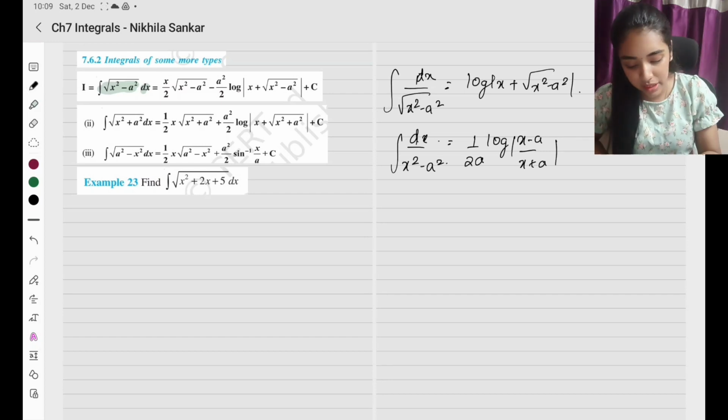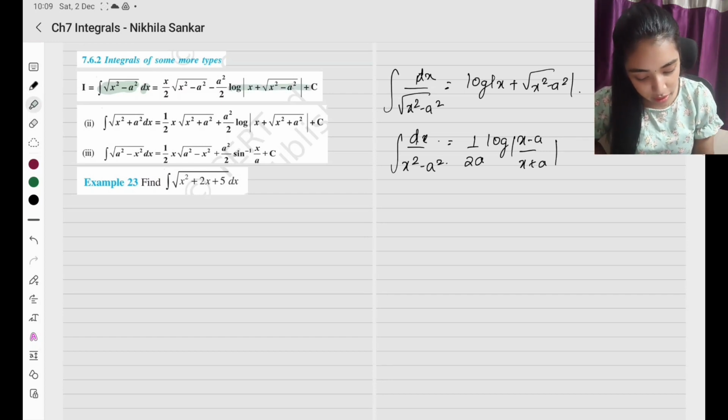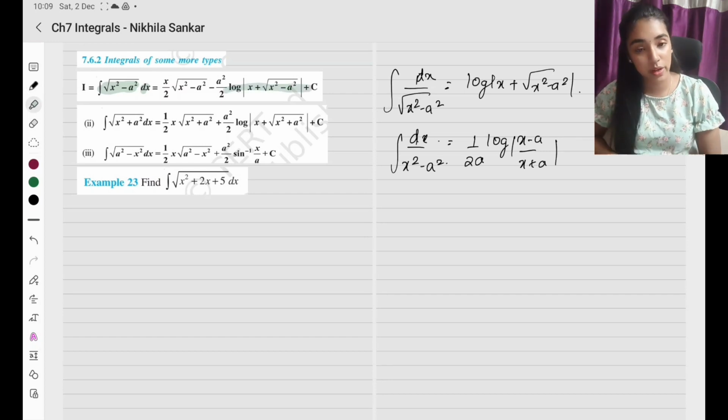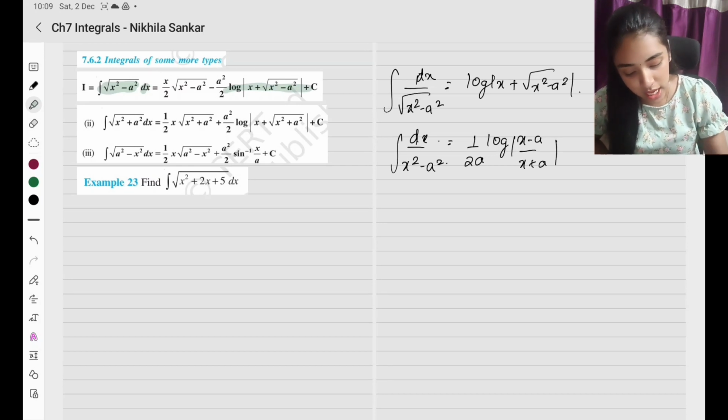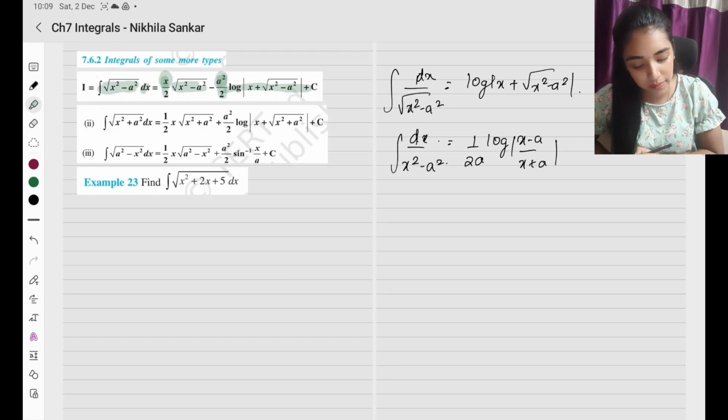So now, how is it here? You have the exact same thing over here. So log mod x plus square root of x square minus a square. Before that you have a square by 2. Similarly here, again for square root of x square minus a square you have x by 2. So first x, then a square. Similarly here, for x square plus a square, you have first x, then a square by 2. So x by 2, a square by 2. This log function is also the same. Whatever is over here, you have the exact same thing over here.